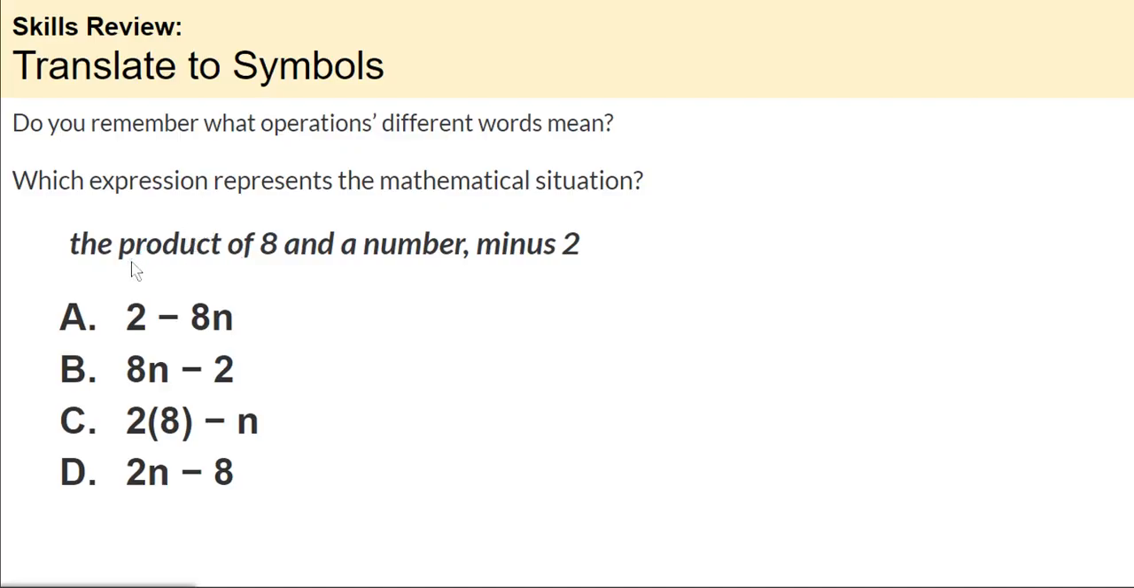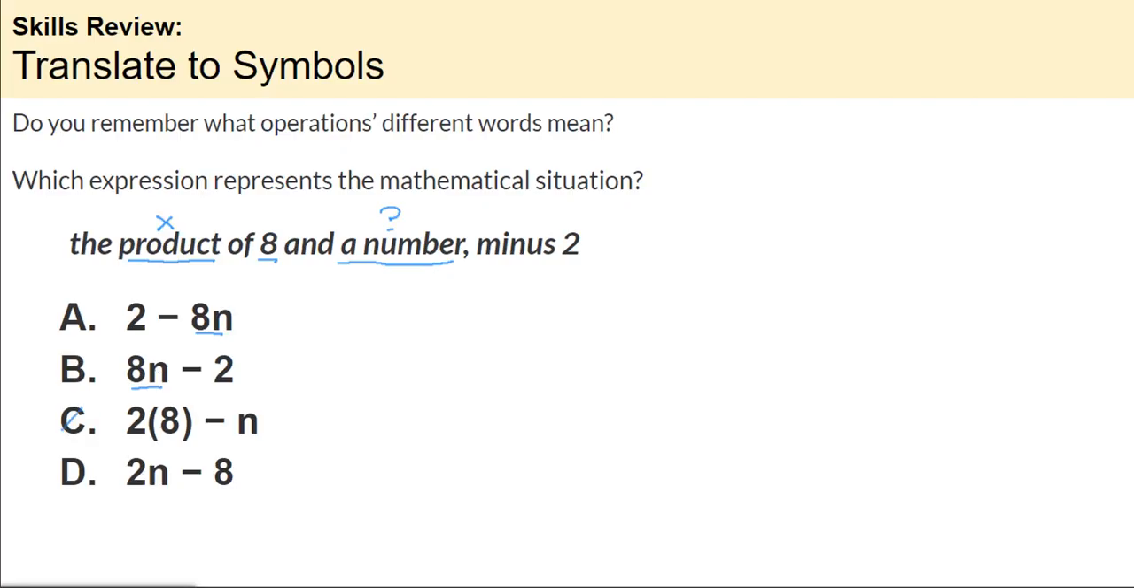First, the word product. We'll start there. What does that mean? That's a big word that we should know. That means multiplication. So we're going to multiply 8 and a number, right? A number. We don't know what this number is, but what we can do is use a variable. So it's like 8 and a letter, a variable. So you see we have 8n. This is the product of 8 and a number. We have 8n in B as well, the product of 8 and a number.